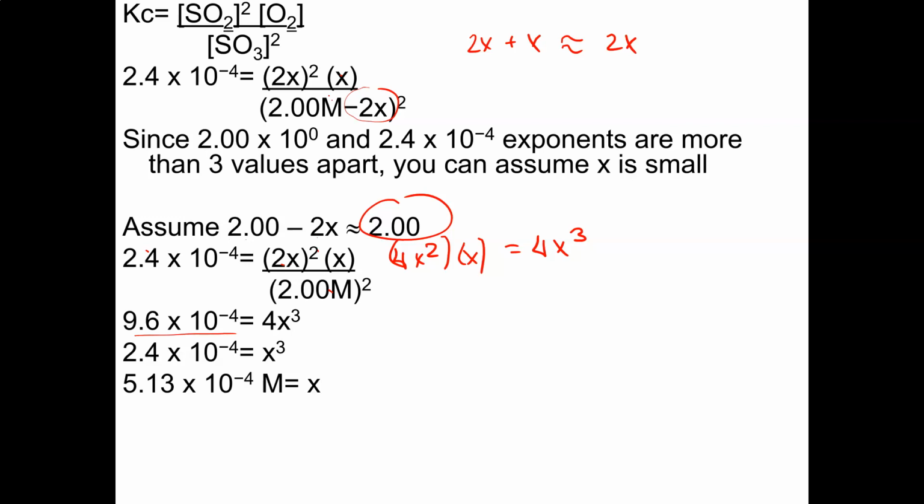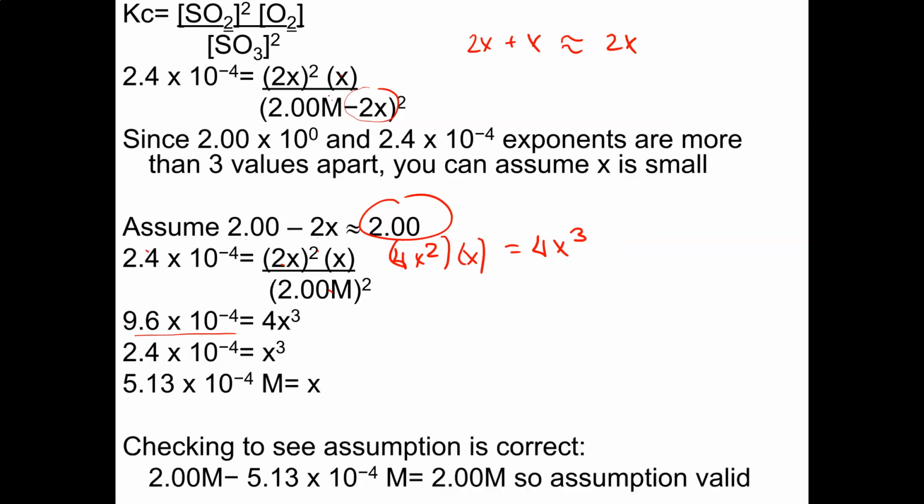You can go back and verify. Like right now, if you put 2.00 minus 5.13 times 10 to the negative 4, you'll get like 1.9999. That's basically 2.0. So your assumption was correct. You don't need to show that though. As long as you did what I just showed you with making sure the exponent's off by 3 or more, you're good to go. It's going to work every time.